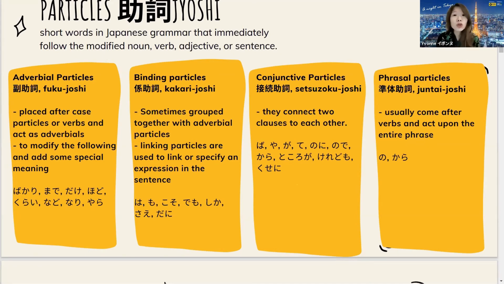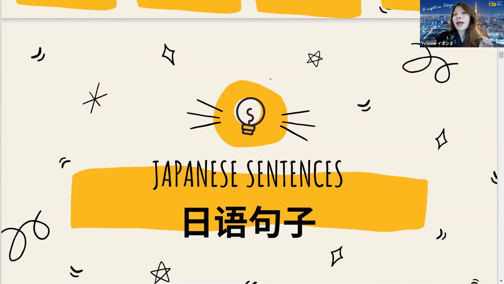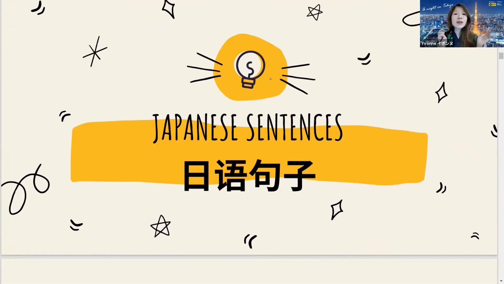So now you know. I want you to know there's altogether 8 kinds of particle usage. Okay, so I'm going to only focus on the case particle, which is the big 9. All right. Okay, so now let's go into the next content that you're going to study, which is Japanese sentences.